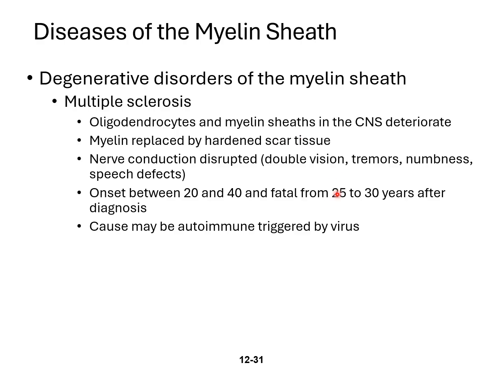That's why 25 to 30 years after your first diagnosis, you're usually dead, because it starts to progress to parts of the brain and parts of the systems in your body that you can't overcome. You become shaky and all this other stuff.